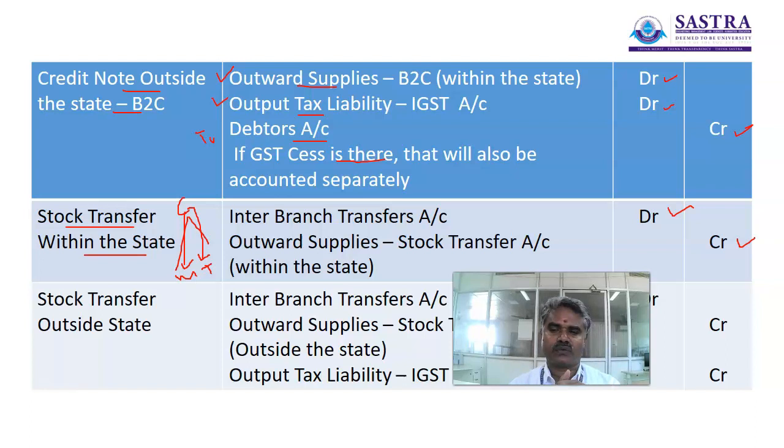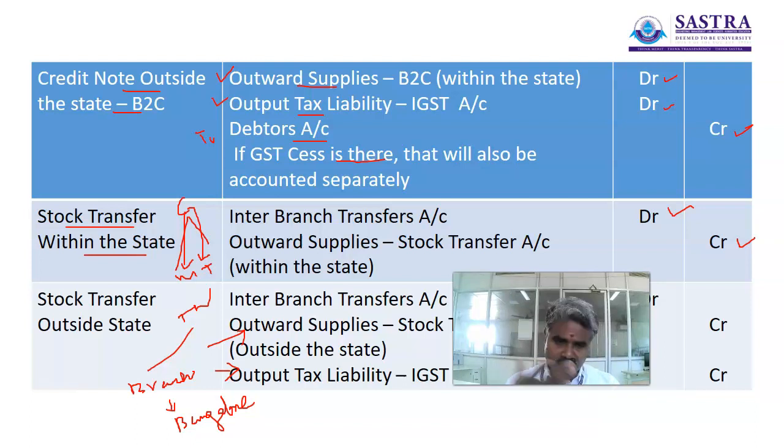But when you transfer goods from one state to another state, take for example, you are doing business in Tamil Nadu, but you have a branch office in Bangalore. So now you have to charge what? IGST, because this is an interstate transfer. Even though you are transferring goods to your own business in Bangalore, it is interstate.